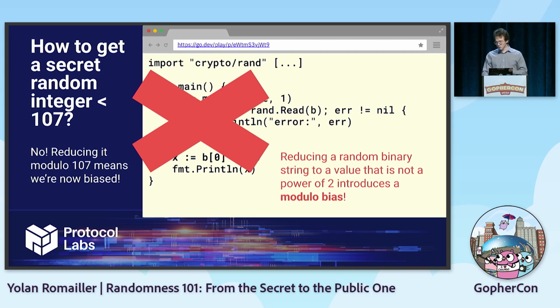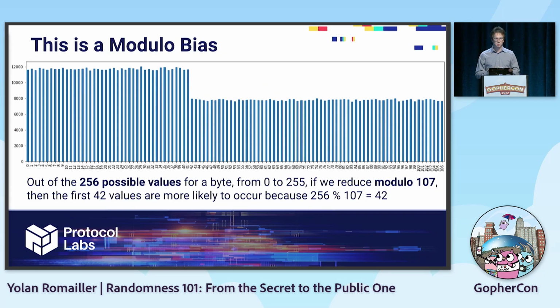But let's see what a modulo bias looks like. So here is the modulo bias you would get if you were reducing a random byte with 107. We can see the first 42 values, from 0 to 41, are more likely, almost 130% more likely, and that's quite bad. So that's definitely not what we want when we want unbiased randomness.